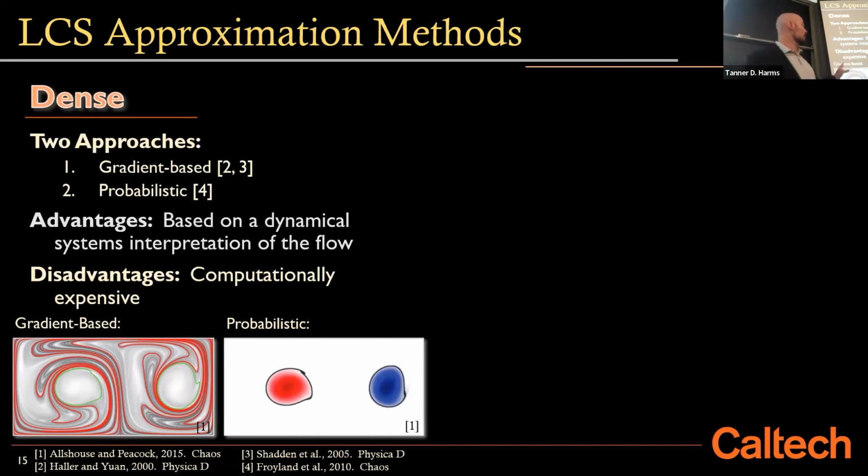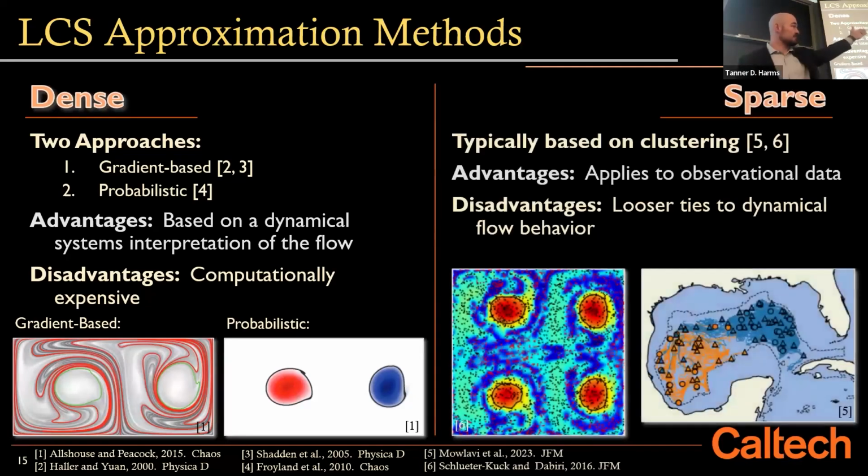So if I want to run an analysis here, I may be using over 1 million particles on even a very simple flow like this double gyre, which we'll dive into more. So a lot of researchers have developed alternative methods like these sparse methods, which are typically based on some form of clustering. So they're data-driven approaches.